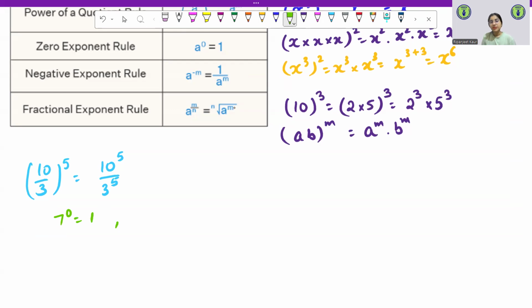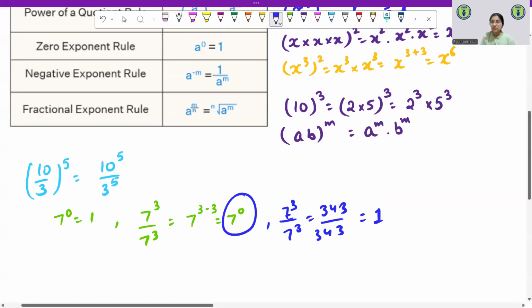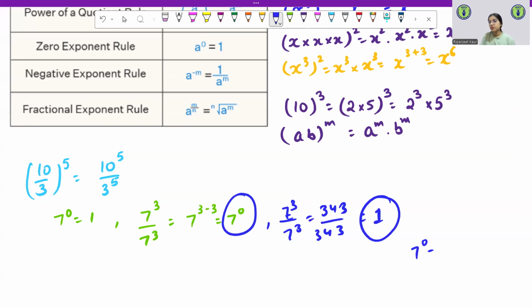Now how is this happening? See, if there was 7 raised to power 3 over 7 raised to power 3, we can apply the quotient rule. That is, if they are in division, their powers get subtracted. 7 raised to power 0, right? And we know if we cancel out the 7 raised to power 3 and 7 raised to power 3, which is 343 over 343, and if they get cancelled with each other, we just get a 1. So that means this thing and this thing should be true. So 7 raised to power 0 is 1.